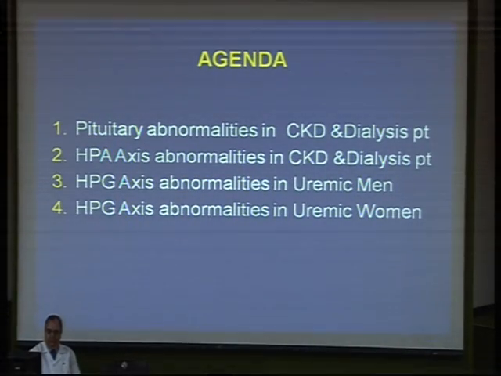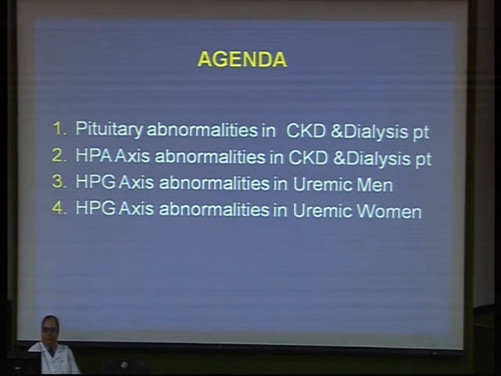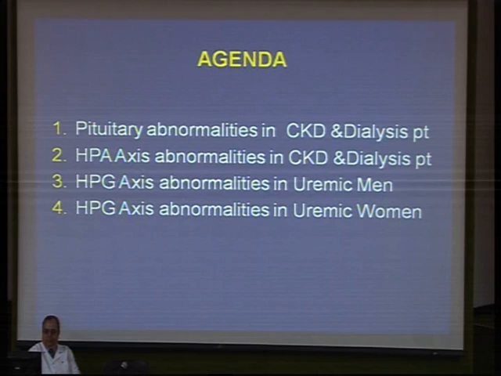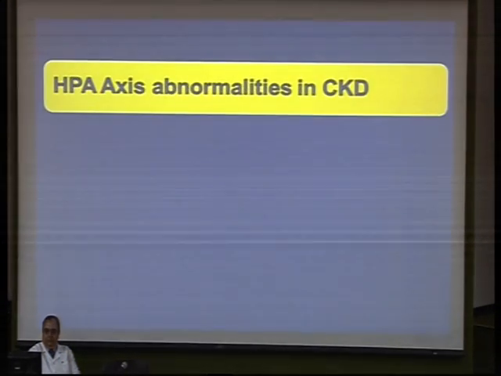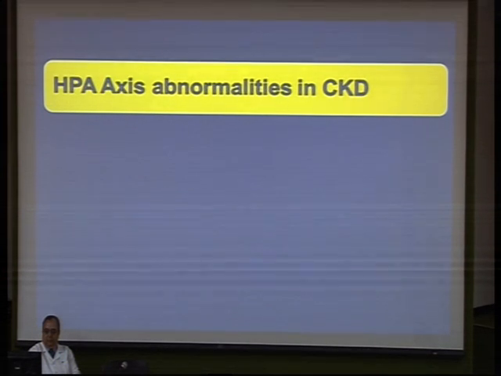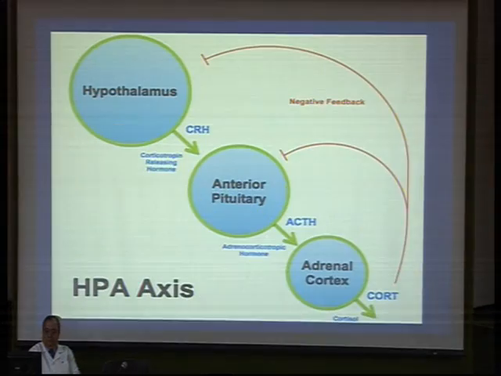As you see, this is my agenda. First, pituitary abnormalities, then what about adrenal, then jump to the pituitary-gonadal axis. Firstly, hypothalamo-pituitary axis abnormalities in the CKD patient.